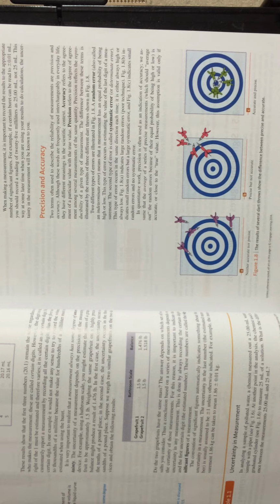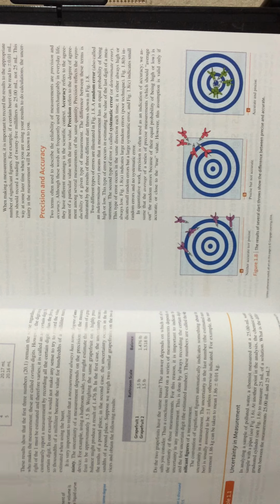When making a measurement, it is important to record the results to the appropriate number of significant figures. For example, if a certain burette can be read to plus or minus 0.01 milliliters, you should record a reading of 25 milliliters as 25.00 milliliters, not 25 mL. This way, at some later time when you are using your results to do calculations, the uncertainty in the measurement will be known to you.